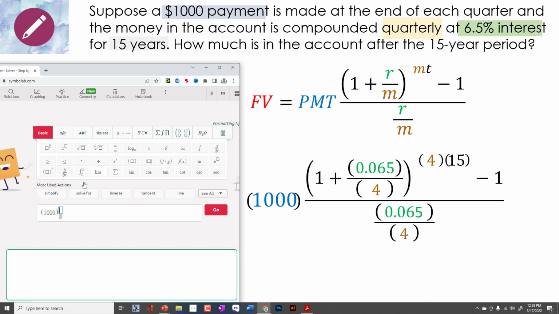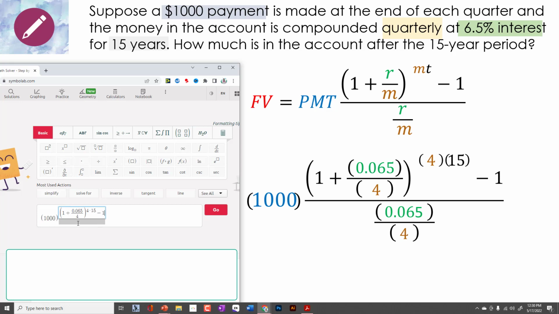Next, we have a fraction. On the top, we have another parentheses, and you're going to notice that I'm following exactly what I see. 1 plus, we have a fraction. In the numerator, 0.065, and the denominator, 4. I'm going to over arrow. The exponent, right here, is 4 times 15. So I'm going to type 4 times 15. I'm going to over arrow, and then minus 1.